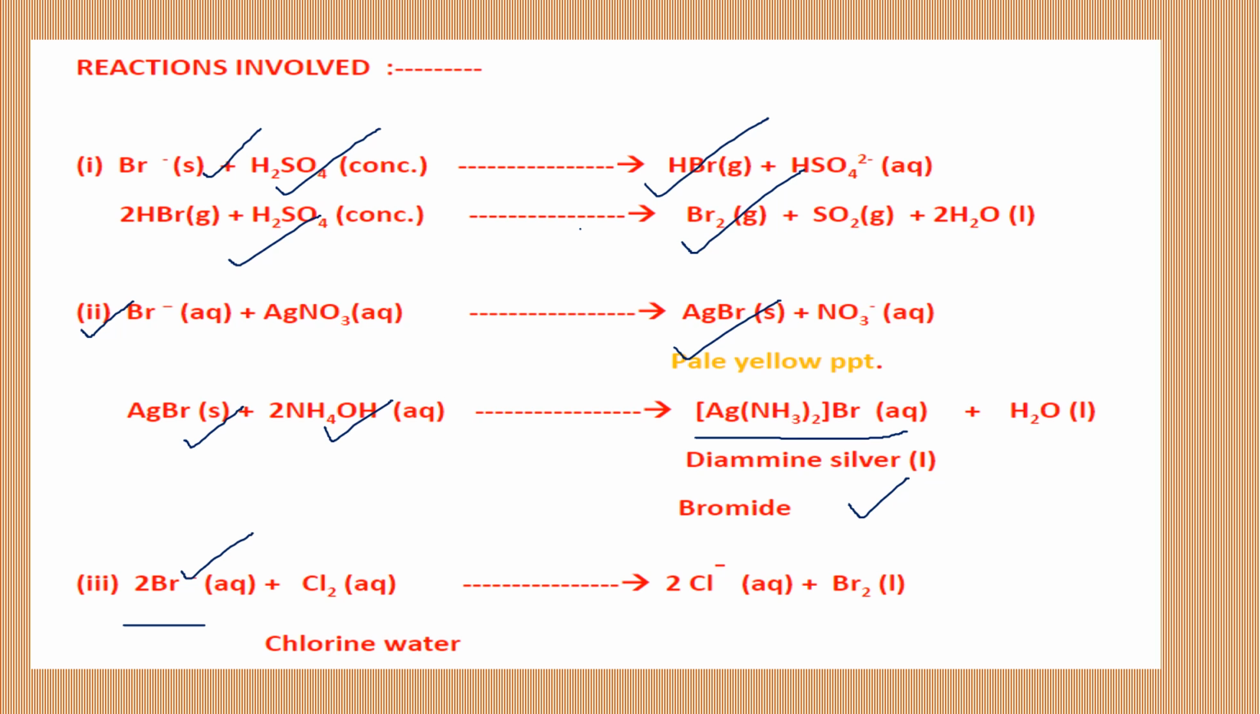Here bromide is present in the salt and chlorine water is taken. Because chlorine is more reactive than bromine, it can easily displace it from the salt and itself convert to the salt, giving the bromine Br2 molecule, which is non-polar. Hence it dissolves in the non-polar CS2 or CCl4 layer, giving you the corresponding color.